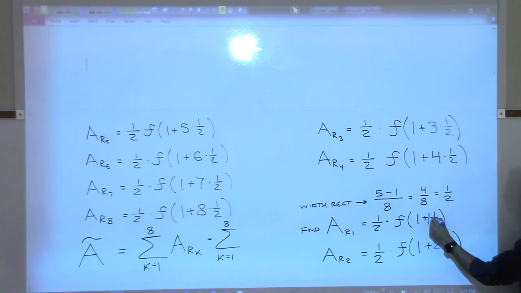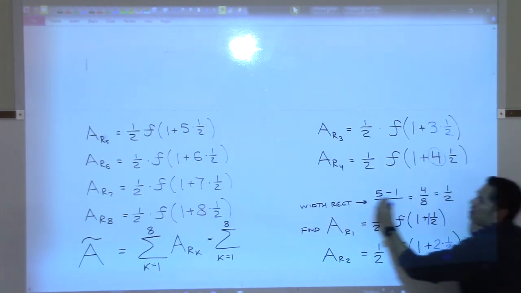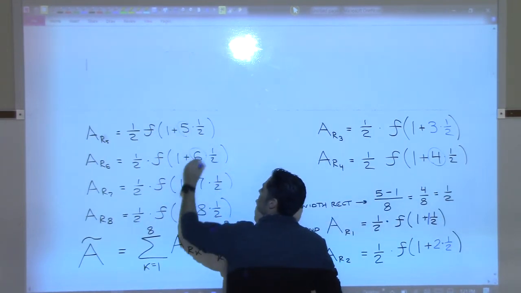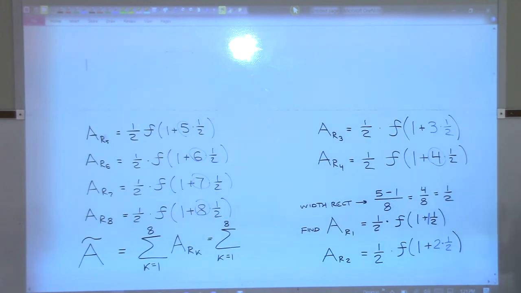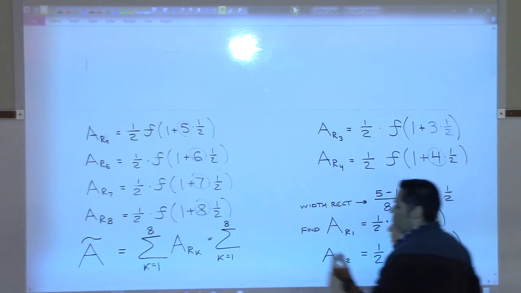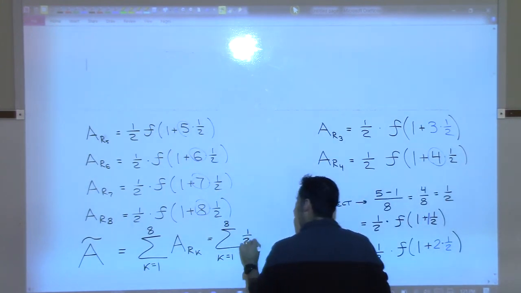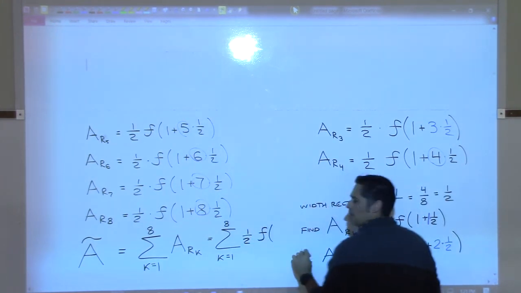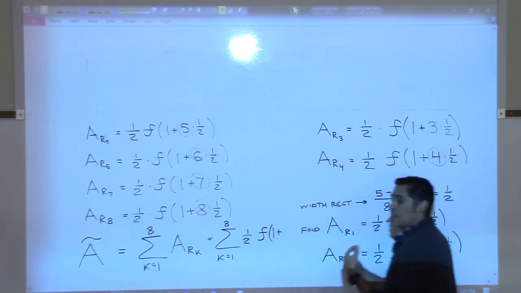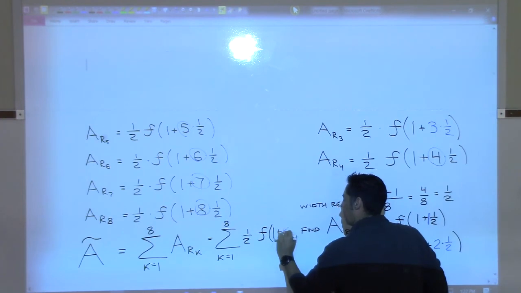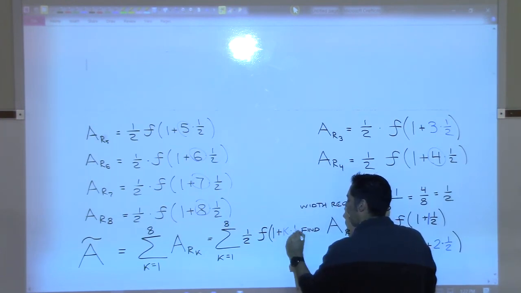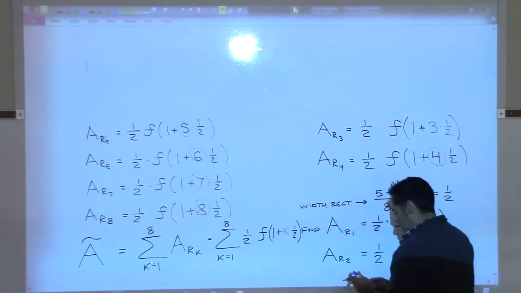That number right there, that's a 1 times a half, right? This is 2 times a half. This one was a 3. This one is a 4. This one is a 5. This one is a 6. And this one's 7 and an 8. That's the only thing changing in all the formulas. Everything else in that formula is exactly the same, isn't it? So I could write this. I could write 1/2 f of 1 plus k times a half.